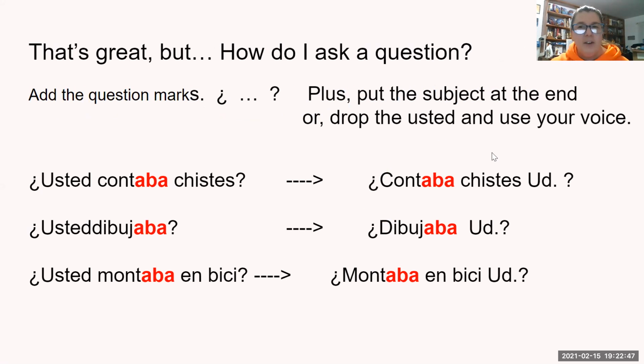Now, how do I ask a question? Well, put the question marks on. Remember, in Spanish, we take an upside down question mark and put it at the very start of the sentence. Then we take another question mark, right side up, and put it at the end, and that's how the language works. Just go with it, right? So you can also drop the usted and use your voice. Put the subject at the end. So ready? Let's give these a try.